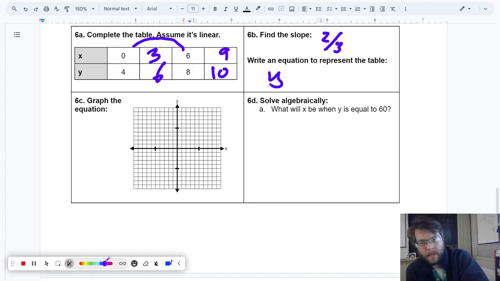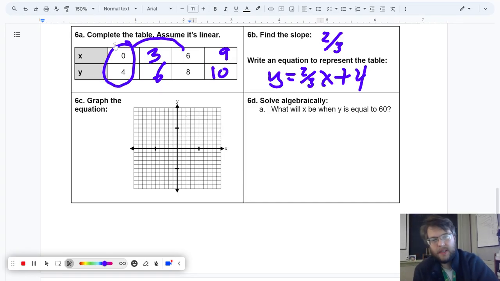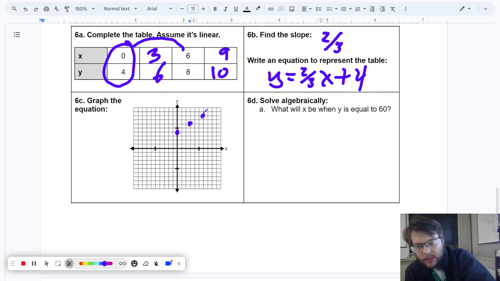by 3. So I can write an equation of mx plus b, and I knew that the b was 4 because that's what y is when x is 0. I can graph my equation here, and I can go up 1, 2 over 1, 2, 3, up 2 over 3, connect the dots like this.